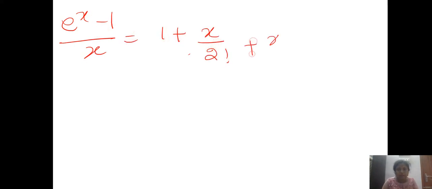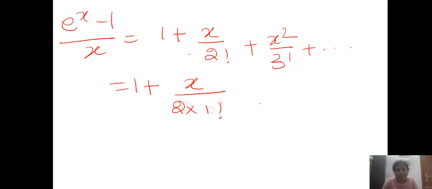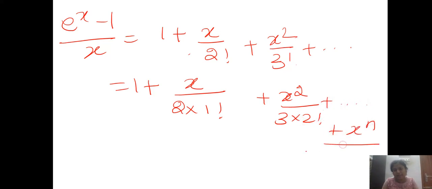So now what is e power x minus 1 by x? This is 1 plus x by 2 factorial plus x square by 3 factorial and so on. So that is 1 plus x divided by, I can write this as, 2 multiplied by 1 factorial, plus x square by 3 multiplied by 2 factorial and so on. So the general term is x power n divided by n plus 1 multiplied by n factorial, plus etc. So now tell me the coefficient. This is 1, then the coefficient of x power r by r factorial in general, this is 1, 1 by 2, 1 by 3 and so on, right?